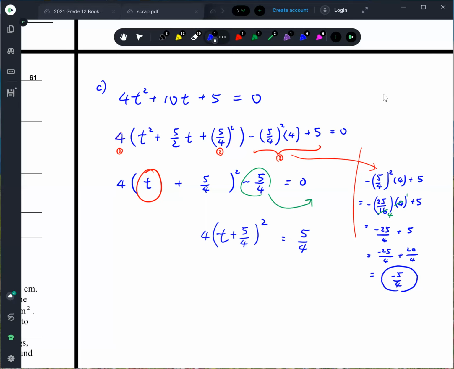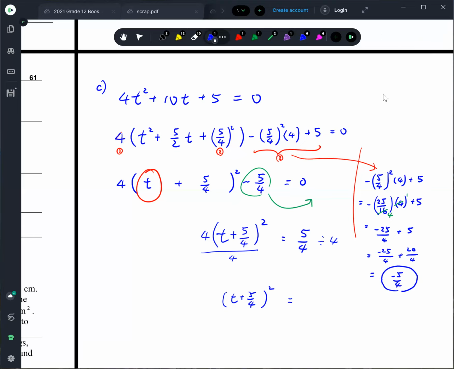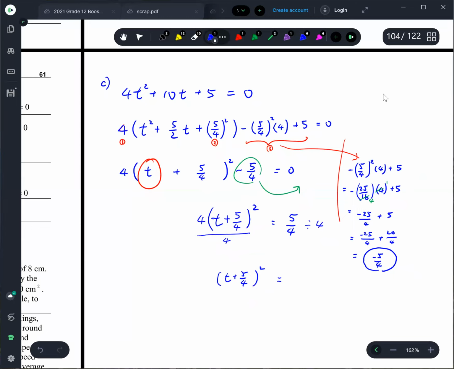Okay. So both sides divided by 4. Right? So then it would be bracket T plus 5/4, bracket squared, and then equals 5/4 times 1/4. And what would that equal? One moment. Five over 16. Okay.